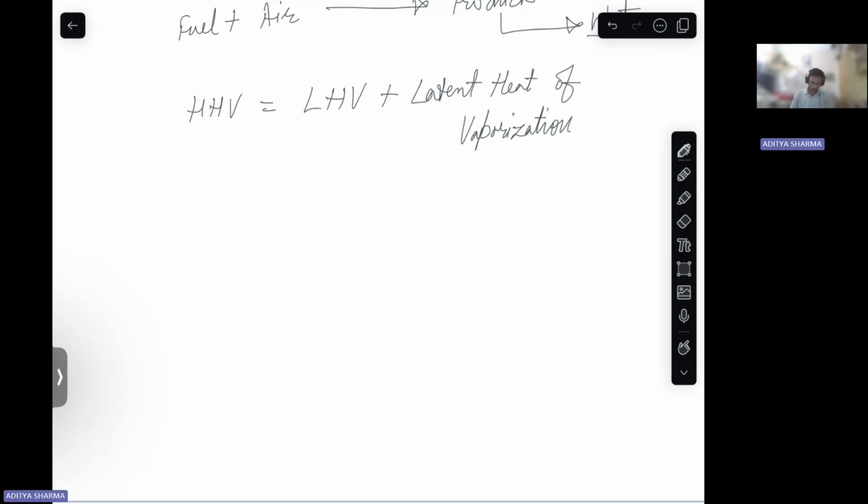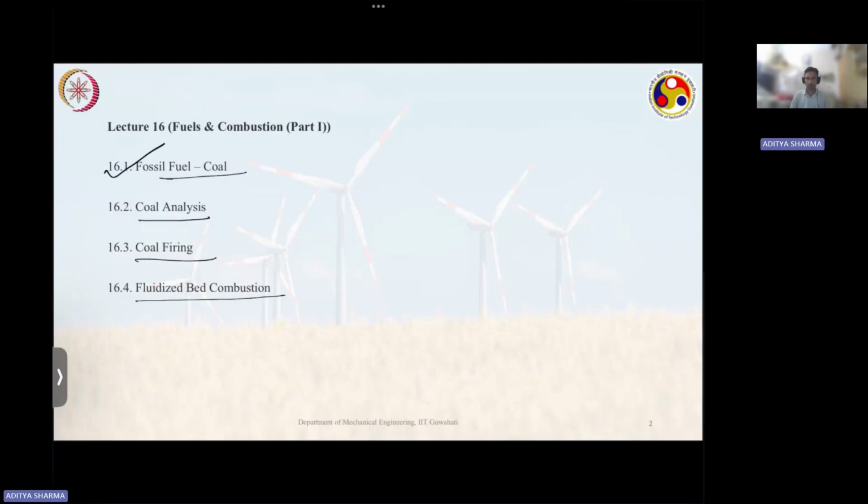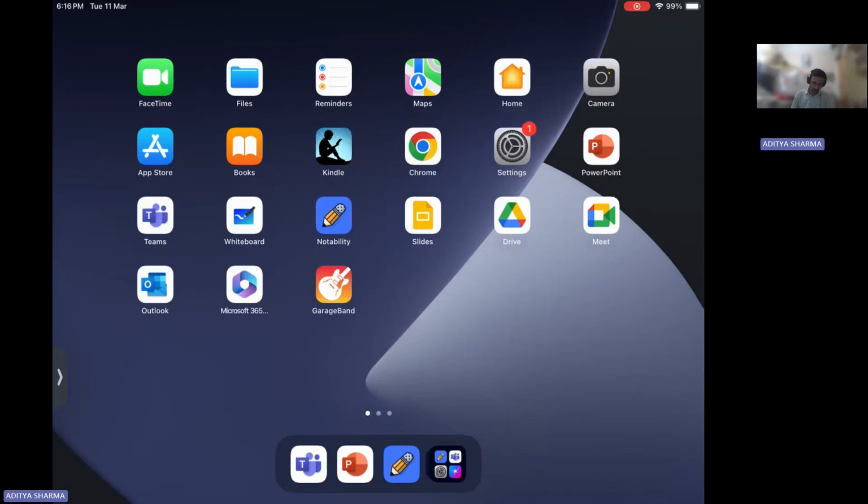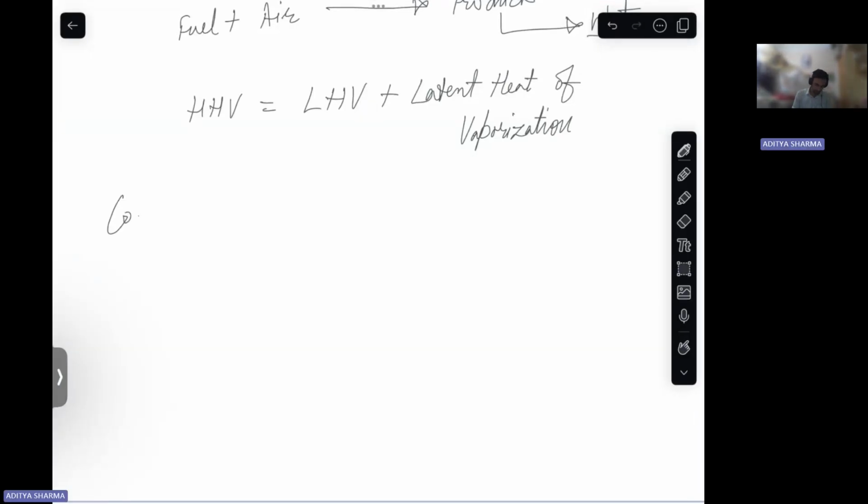Okay. So this is about your coal analysis. Then is your coal firing. So different types of coal firings. Initially, it has been discussed that there used to be manual feeding of coal in your furnace, right?